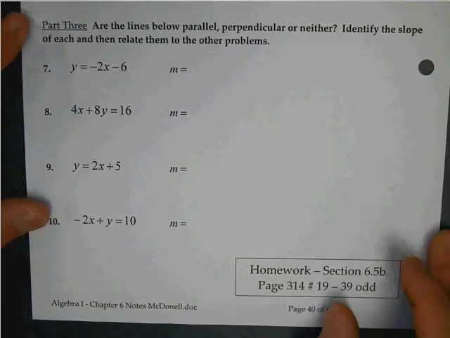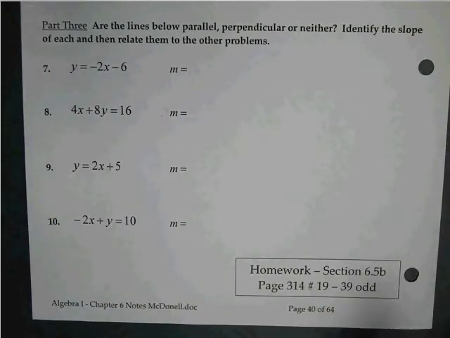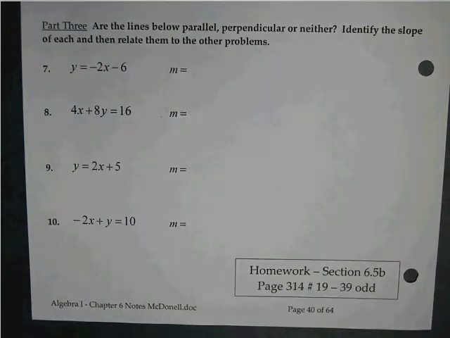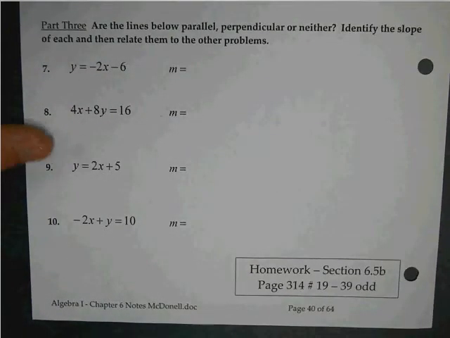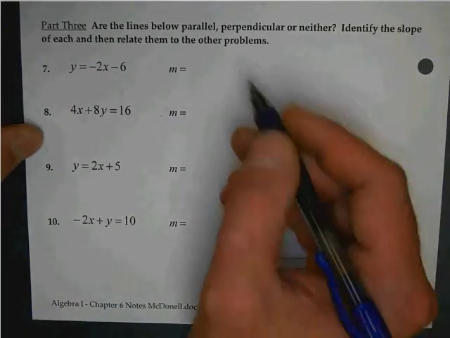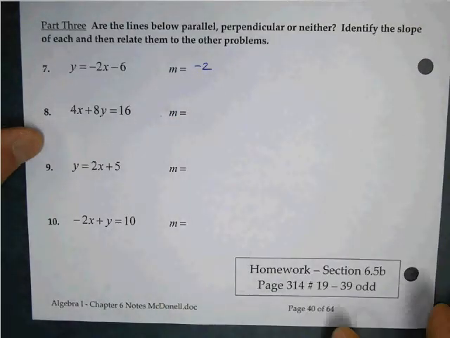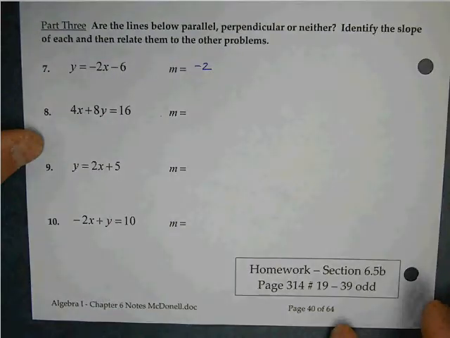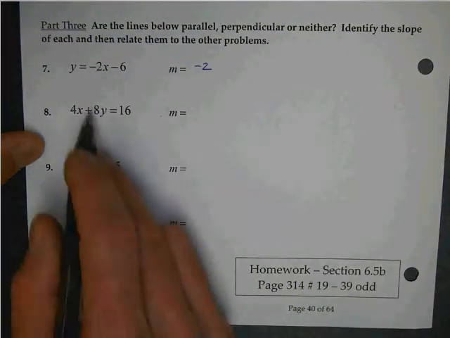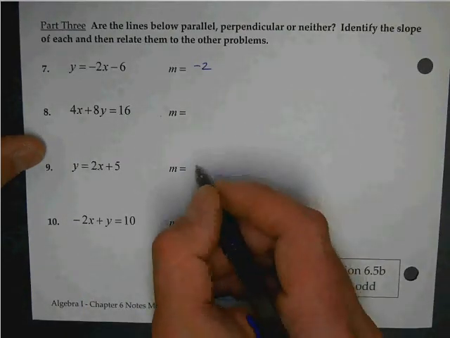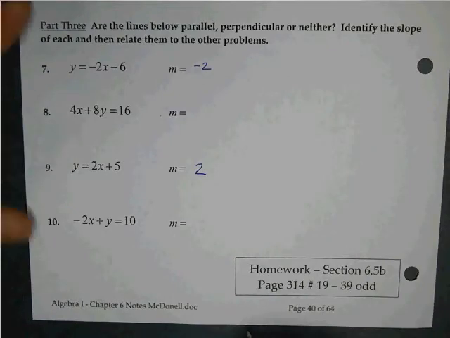It says, are the lines below parallel, perpendicular, or neither? Identify the slope of each and then relate them. Okay. Well, who can give me the slope of any one of those 4? Pick one out. Jalan? Slope of this one's negative 2. Okay. Can anyone give me a slope of any of the other 3? Third one's 2. All right.